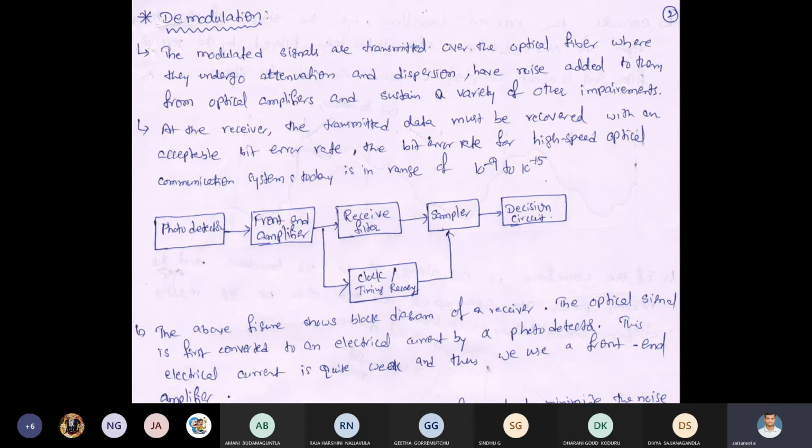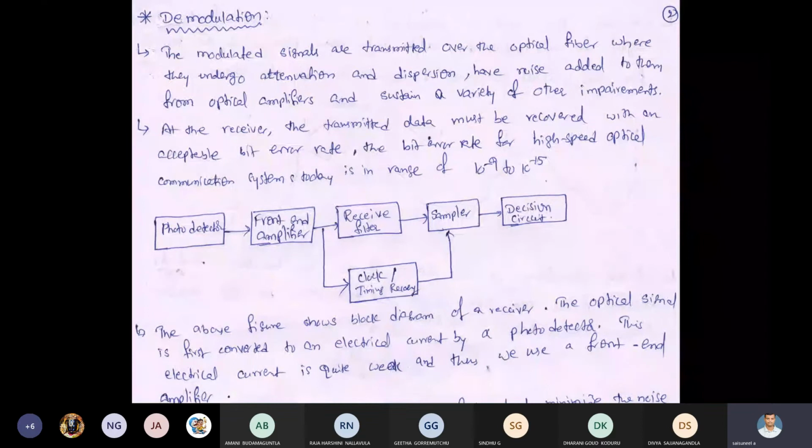And the other noises are amplifier noises. We are using repeaters in between transmitter and receiver, right? At that time, we get some amplifier noise. So the major noises in the received signal are attenuation, dispersion, and optical amplifier noises.